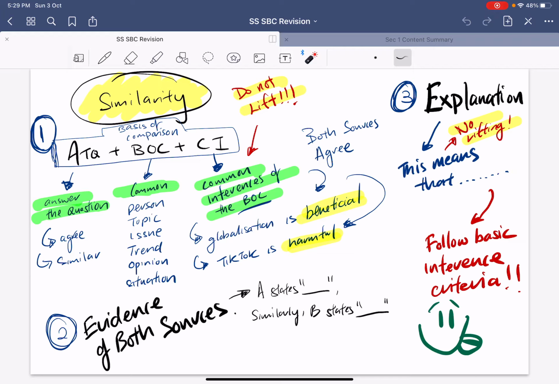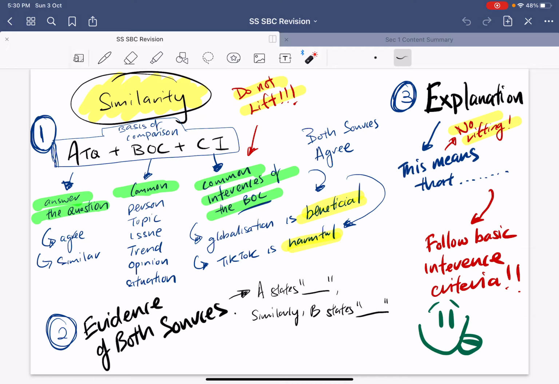Alright, now moving on to your comparison. There are two paragraphs for you to write depending on how the question is being asked. If the word similar is in the question, how are the two sources similar? I need two similarities. But if the question is how similar are these two sources? Then you need to write one similarity paragraph and one difference paragraph.